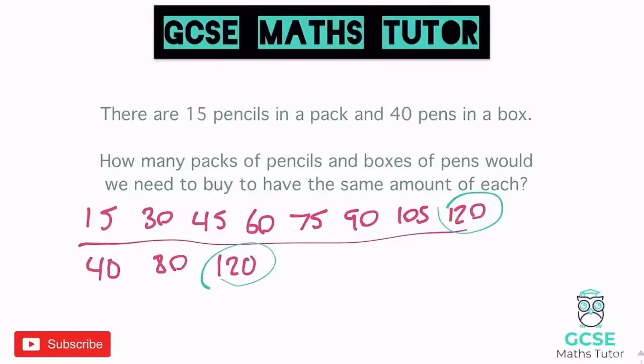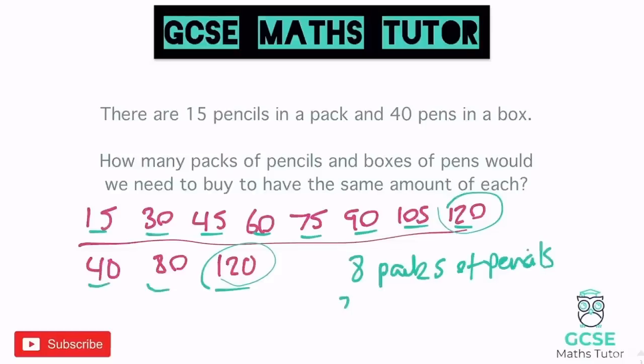So the question said how many packs of each, so that is 1 on the top. We've got 1, 2, 3, 4, 5, 6, 7, 8. That was the pencils, so that's 8 packs of pencils. And below there we have 1, 2, 3, 3 boxes of pens. Okay, so just remember to read the question there, what's it actually asking for in the final step, even though we were looking at lowest common multiple for that one. Let's have a look at the next one.